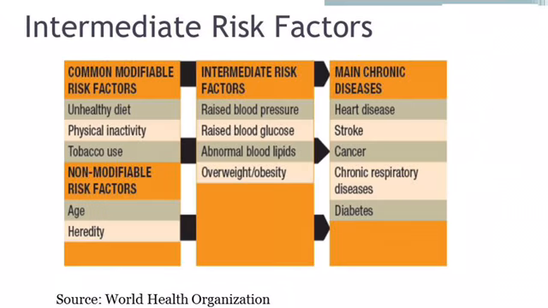So we've covered some of those modifiable risk factors and non-modifiable risk factors for chronic disease. That brings us to those intermediate risk factors for chronic disease. Remember, once these things begin to show up, that's already likely a sign that there's something going wrong in the body.